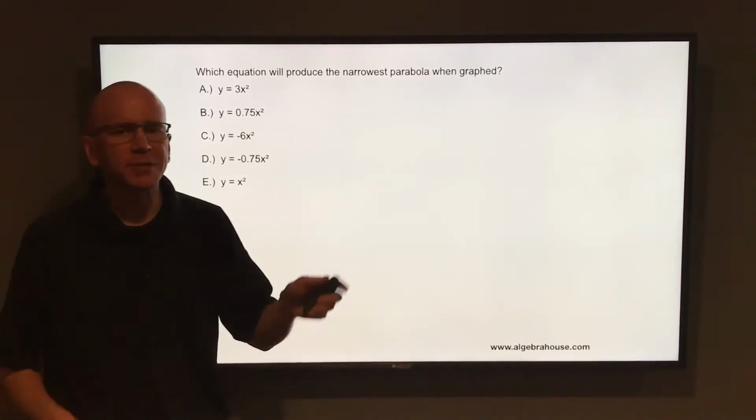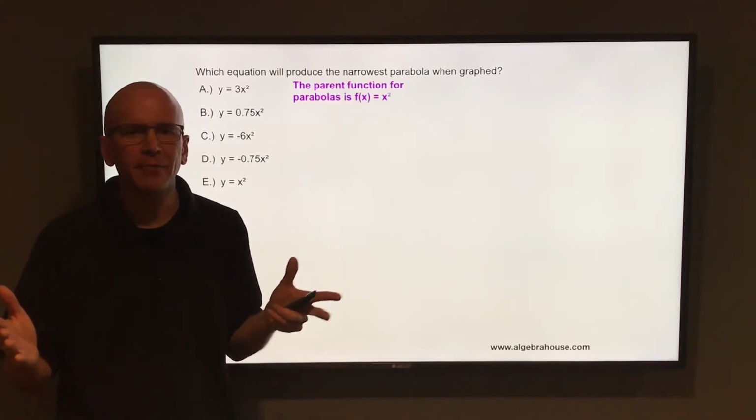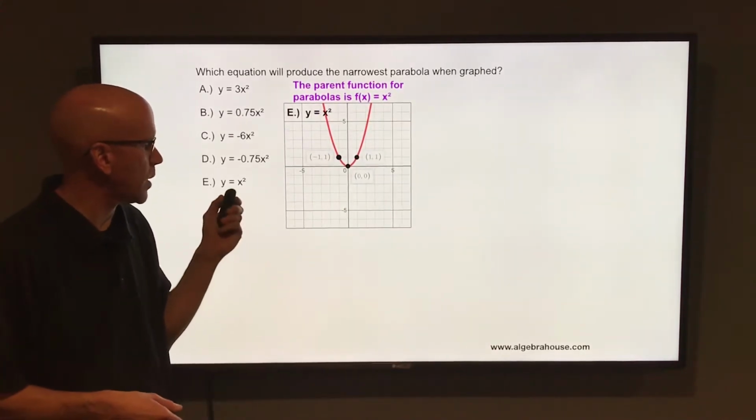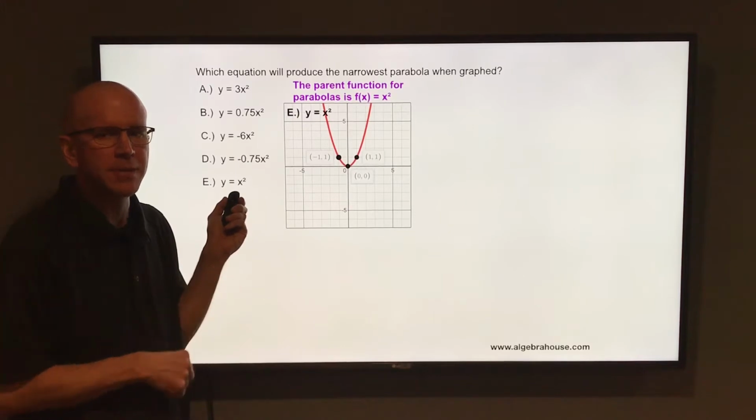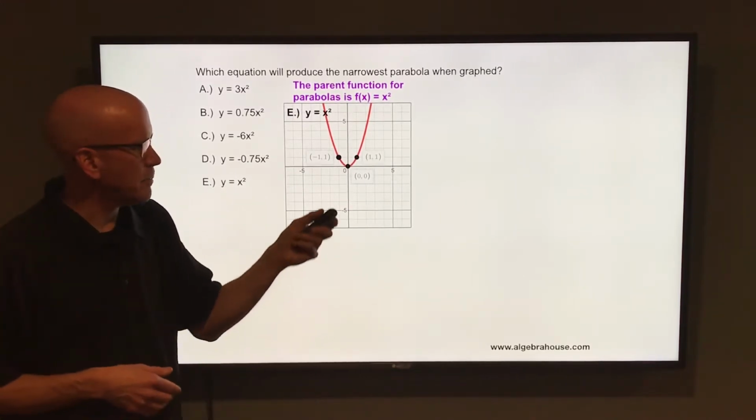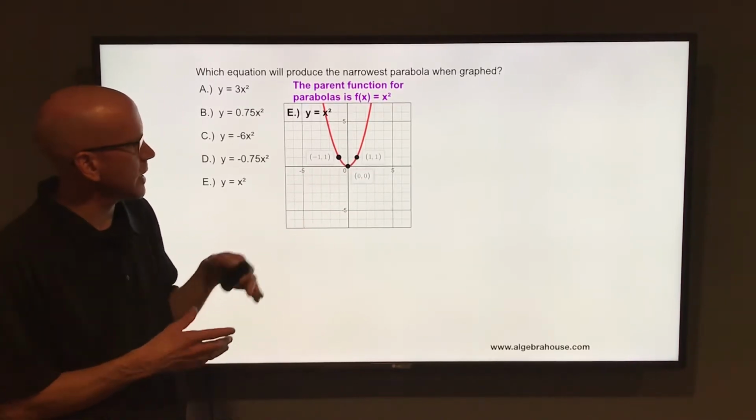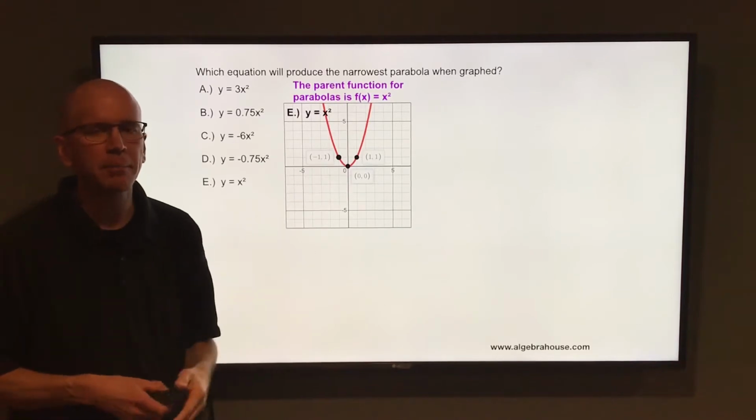Which equation will produce the narrowest parabola when graphed? Well, the parent function for all parabolas is f of x equals x squared, or in this case, y equals x squared, which happens to be letter E. It's the function which all other parabolas originate from. It passes through the points (0, 0), (1, 1), and (-1, 1). So we'll take a look at each of these and compare them to that parent function.